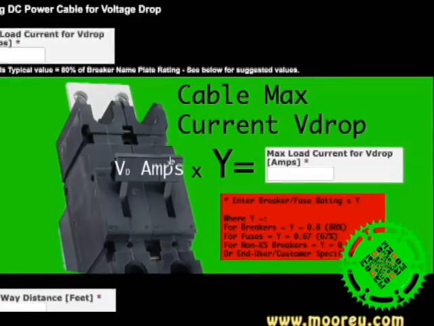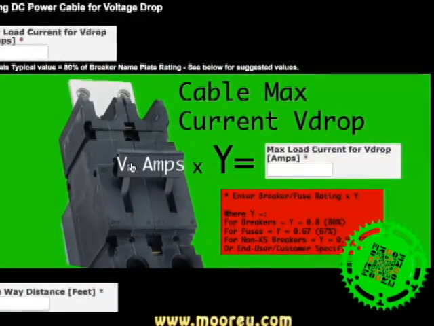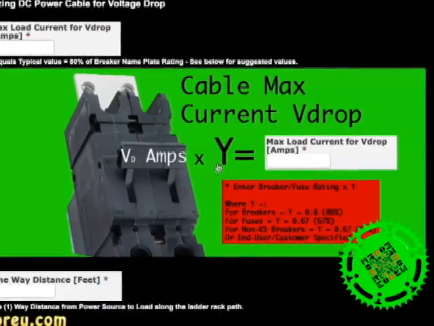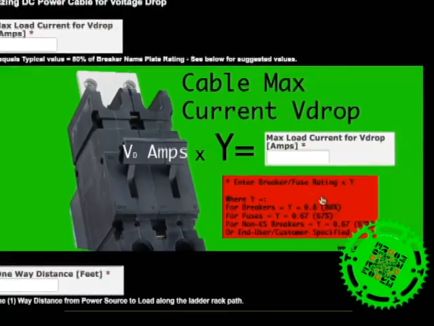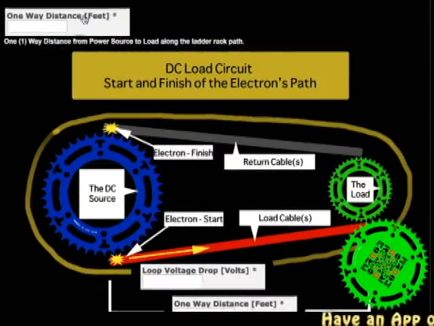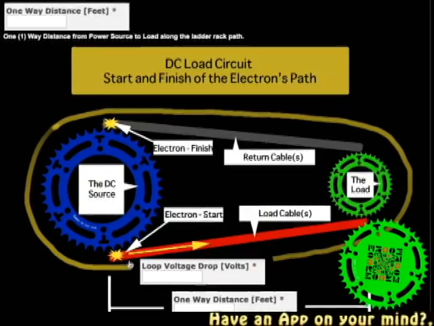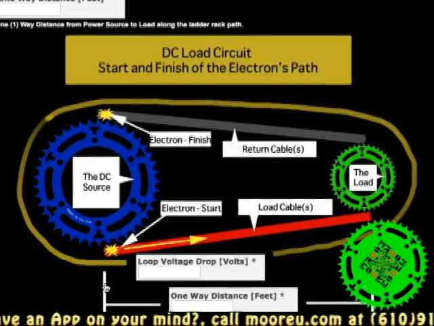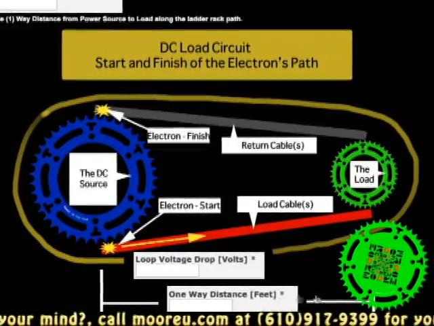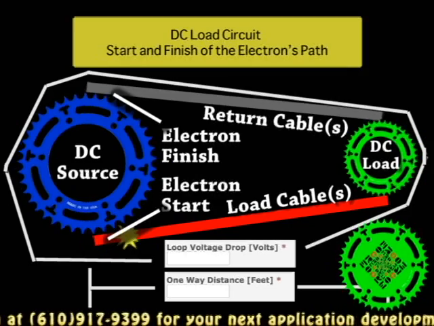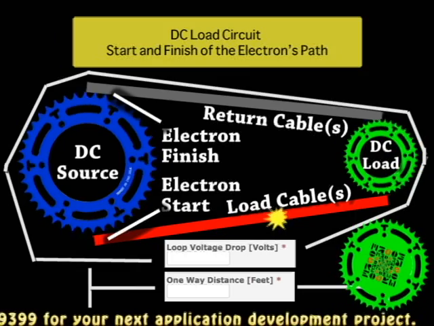So in order for us to figure out what is the actual max load current off of that nameplate, we're going to take 100 amps and now we're going to multiply that by the inverse of 1.25, which is 80%. So in this particular field, we will enter 80 amps into the max load current for V drop. We'll then look at the one-way distance. Now this one-way distance is really the distance that the battery or the cable will be going along the cable ladder rack. So it's very important that you understand that it follows the ladder rack so we get the total distance correctly defined. And you would enter that distance one way into the one-way distance field.